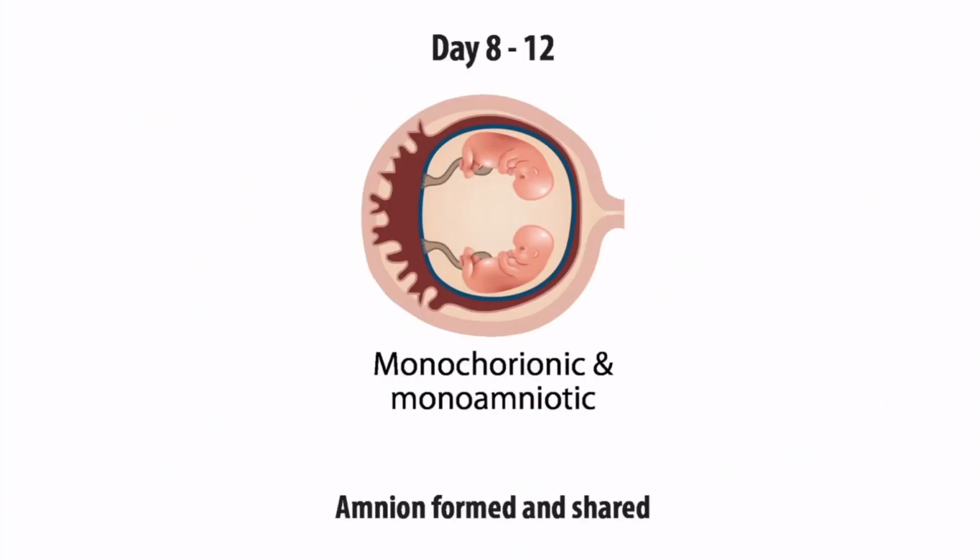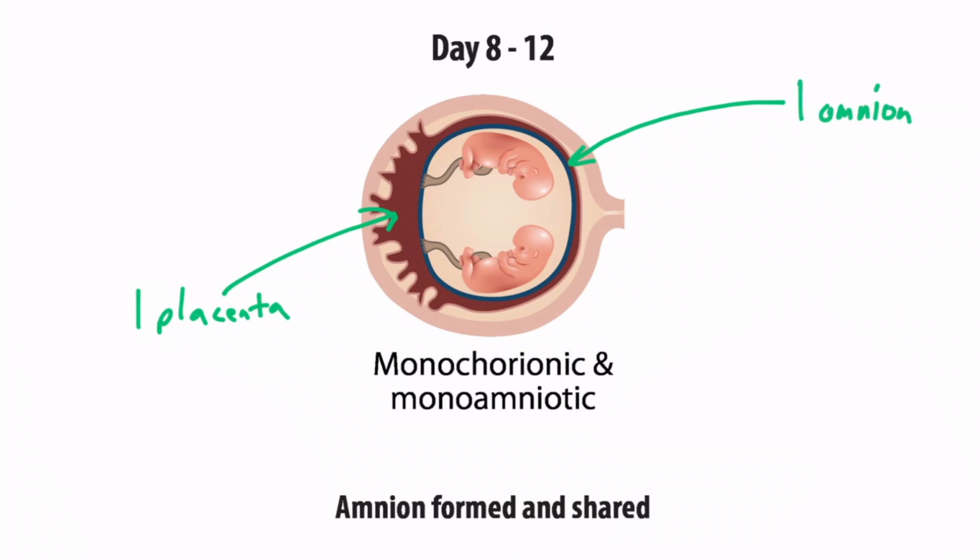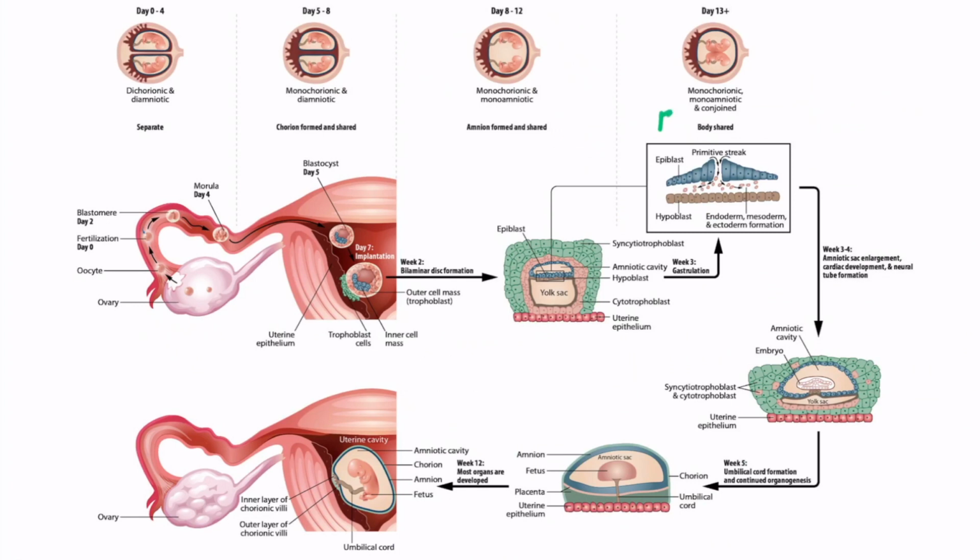Zooming up on that image, we can see one placenta, and there's one amnion. So this type of twinning is considered monochorionic and monoamniotic, and this occurs at days 8 to 12. And finishing up that acronym, we have B, which indicates that the body is shared, referring to conjoined twins. Now this conjoining occurs at day 13 and above.